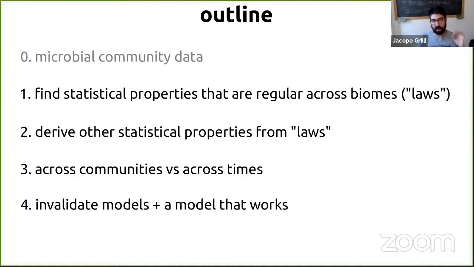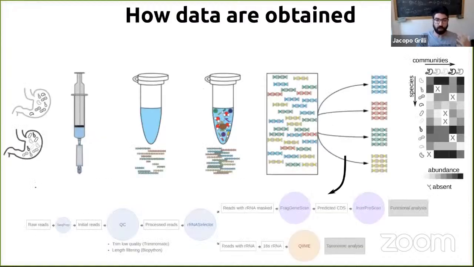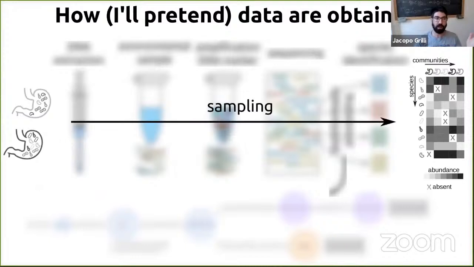But first, I want to spend a few seconds on the data. You are probably much more familiar than me with the data, but I just want to say that there is a huge experimental and bioinformatic pipeline to go from samples to the data we use. And there are many sources of technical noise in this process, and I'll make a simplification which might be very strong. The simplification I'll make is that all this technical noise can be modeled as sampling noise. For sure, this is a huge source of technical noise.